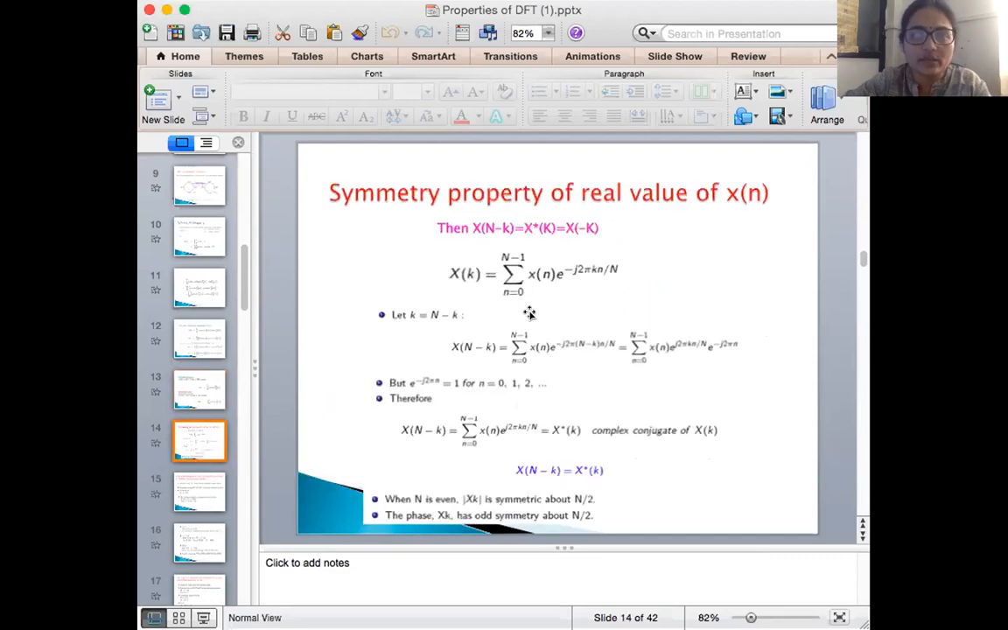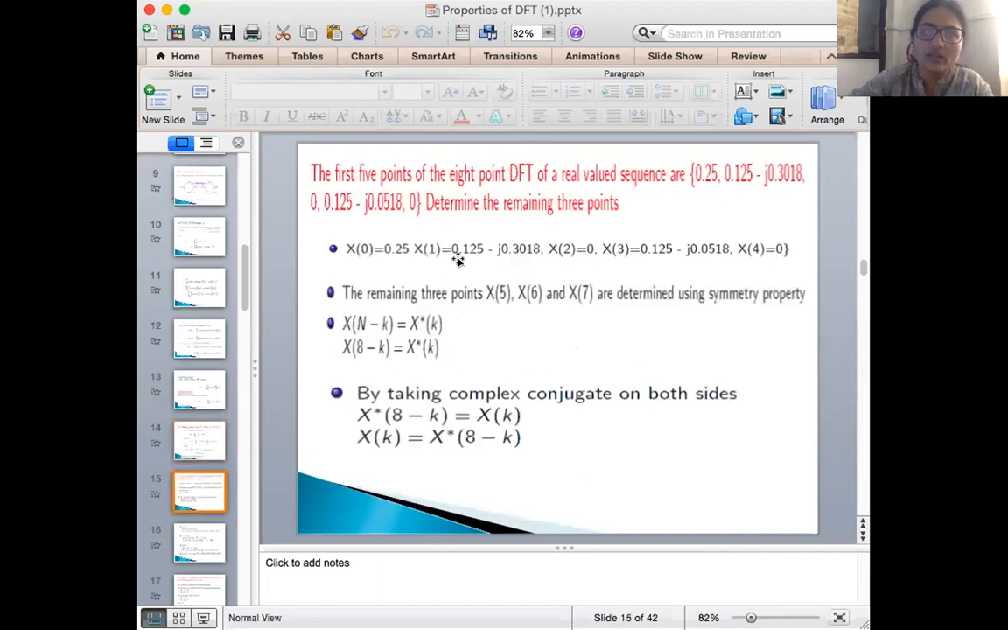Then next, in the symmetry property, we have gone through a very important property, the symmetry property of real values. If we have been provided with the initial 4-5 points, we can calculate the remaining points. How can we calculate? Because those points are complex conjugates of earlier points. So we have solved the problem based on this property as well. Here the first 5 points have been given, so we could calculate the remaining 3 points, because of this complex conjugate property of a real valued sequence.